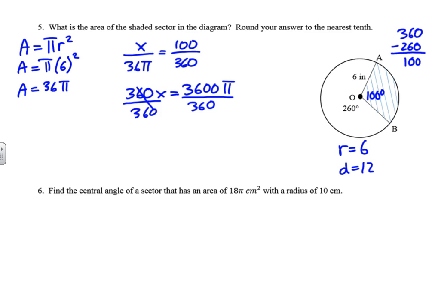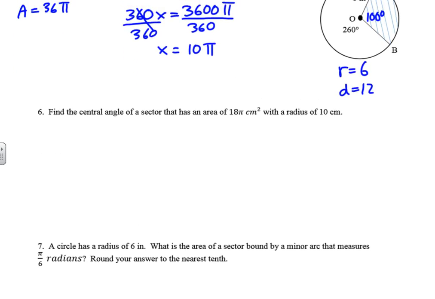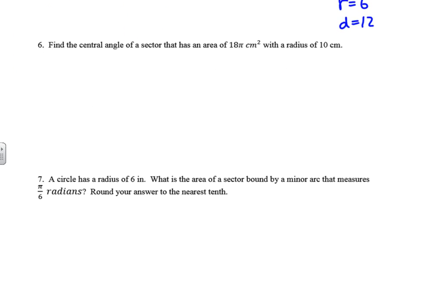And that is going to equal 10 pi. Okay, so 10 pi would be the area of that shaded region. So hopefully you're feeling comfortable with this. We're going to switch it up a little bit here.